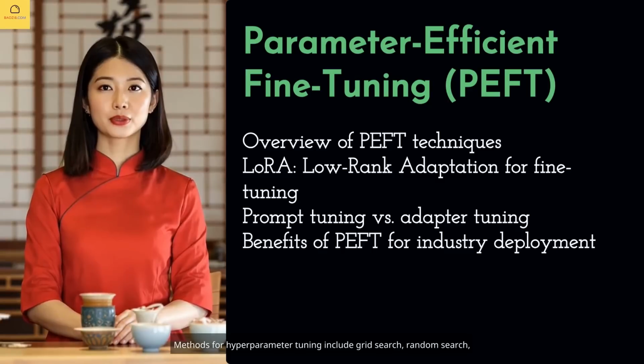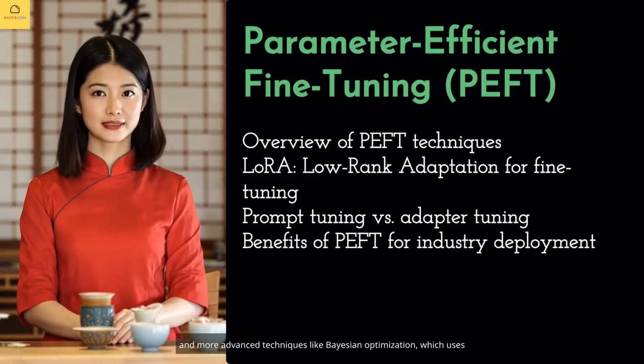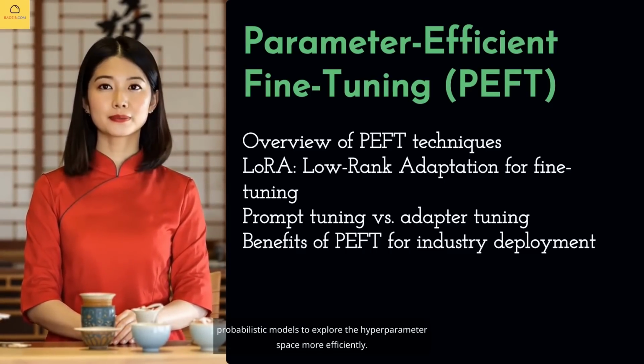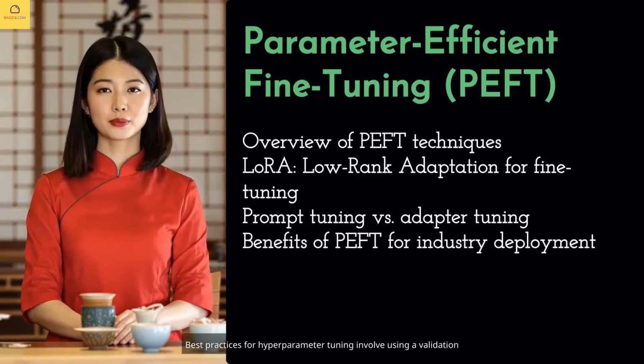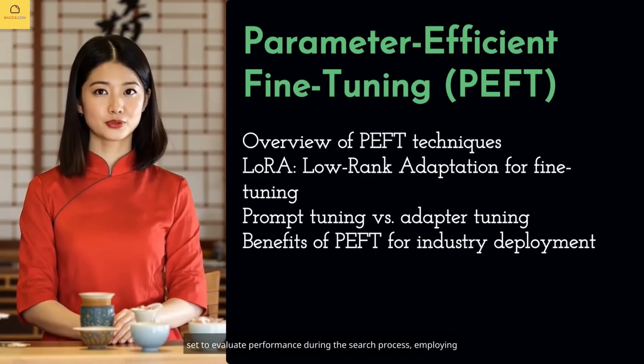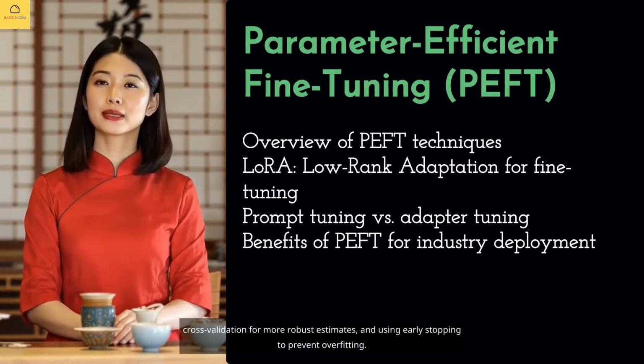Methods for hyperparameter tuning include grid search, random search, and more advanced techniques like Bayesian optimization, which uses probabilistic models to explore the hyperparameter space more efficiently. Best practices for hyperparameter tuning involve using a validation set to evaluate performance during the search process, employing cross-validation for more robust estimates, and using early stopping to prevent overfitting.